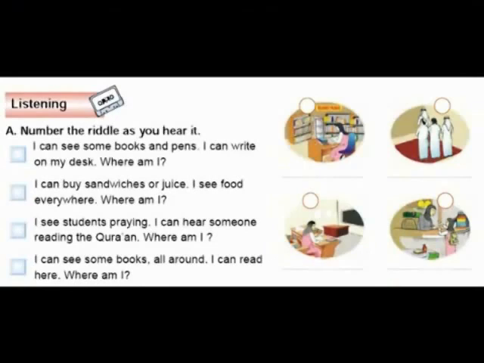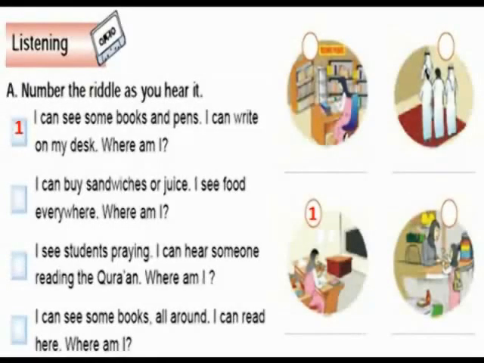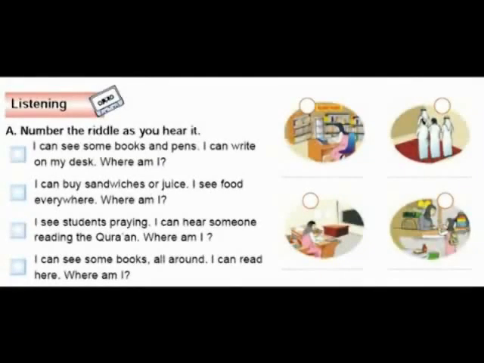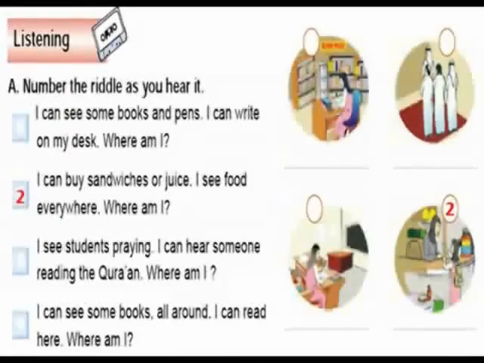Unit 3, Lesson 4, page 29. Listening task. You will hear four riddles. Listen to the riddles and number each one. Riddle number 1. I can see some books and pens. I can write on my desk. Where am I? Riddle 4. I can buy sandwiches or juice. I see food everywhere. Where am I?